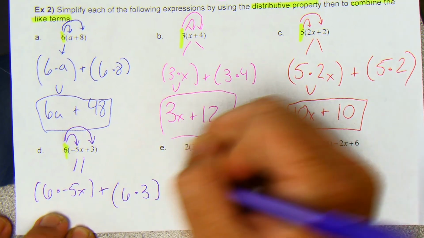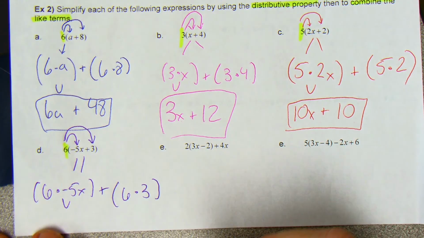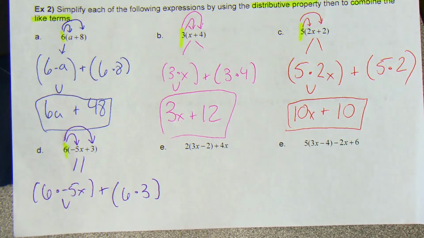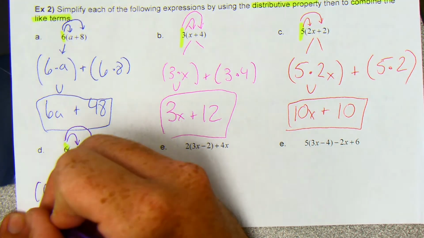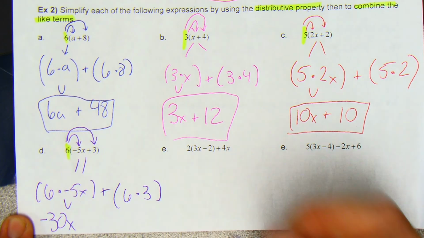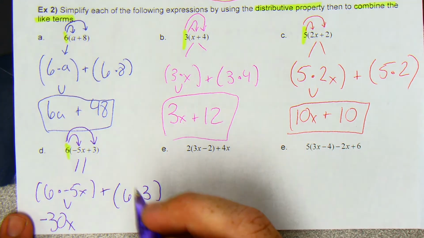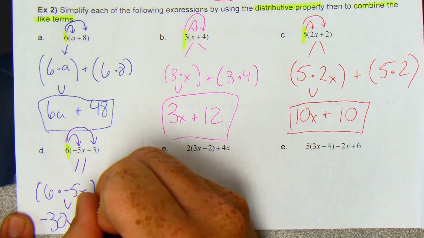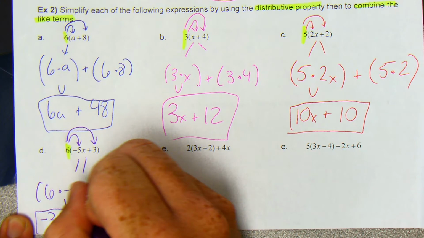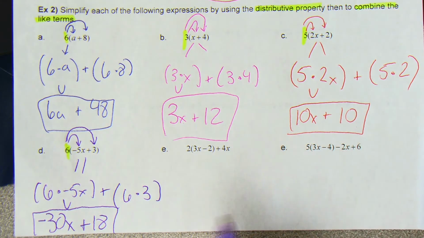6 times 3, and then all I do is simplify. 6 times negative 5x, one of those is positive and one of those is negative, so my answer is going to be negative. So I get a negative 30x. 6 times 5 is 30, and it's negative. So negative 30x, and 6 times 3 is 18. Okay, that is the final answer to that problem. If this 18 had an x to it, we could combine it with the negative 30, but since it's only a constant, it doesn't have a variable, we cannot combine like terms there.